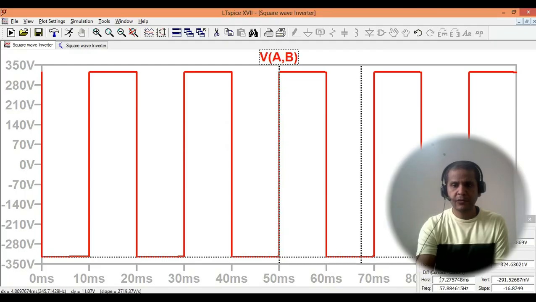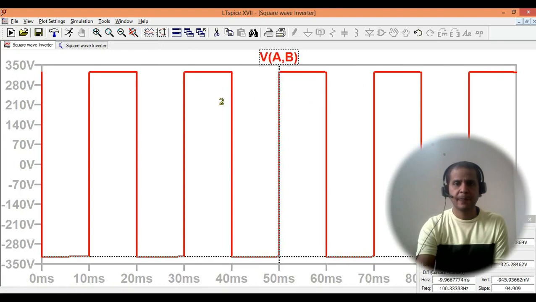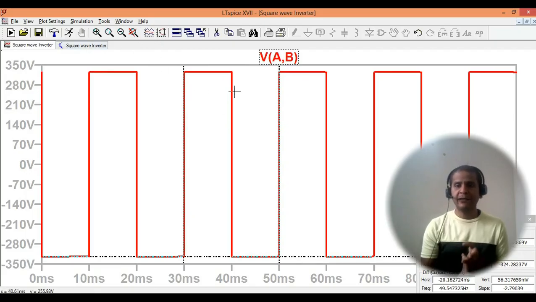Let me check how I can do. It is not moving, but the frequency here, in this case, is 50 hertz. Okay, the frequency is 50 hertz. You can see now this is your perfect square wave output.